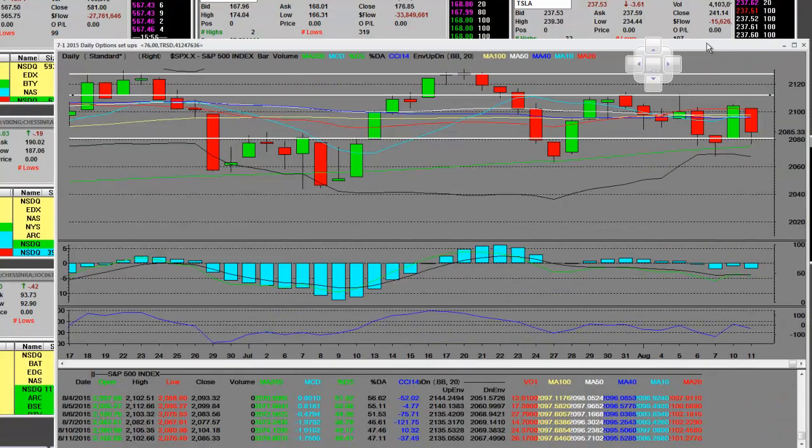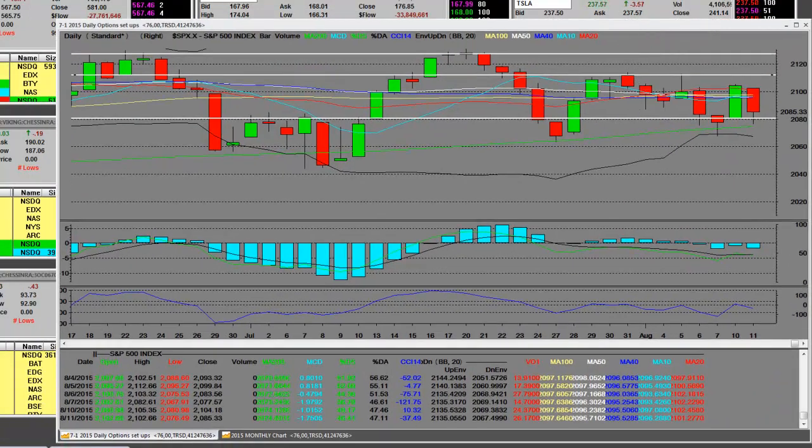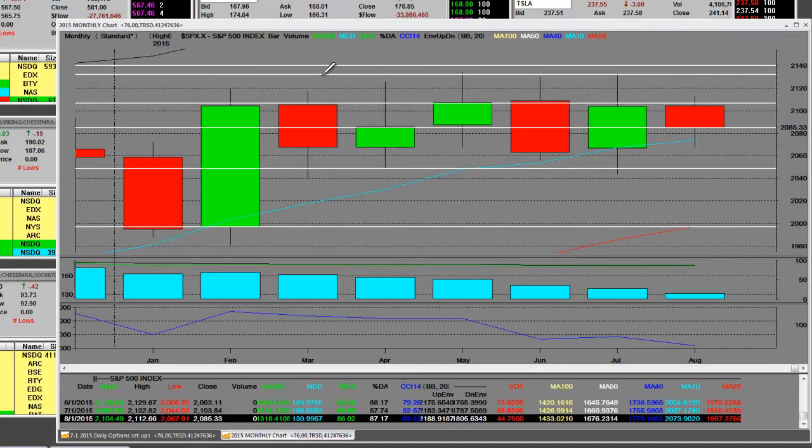One of the other things that we're going to do is we're going to pull up a monthly chart. This is on the S&P 500. This is a monthly chart for calendar 2015, all the way up to what day? 8/11 of 2015. Now, what we have here is we've got a rising 10-month moving average, and that this low is higher so far. We're only 11 days into this month.